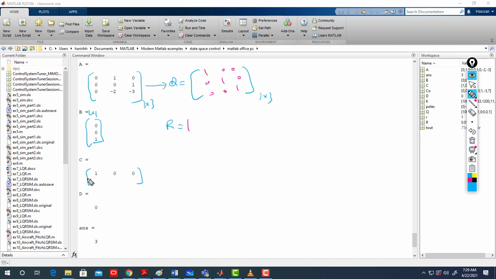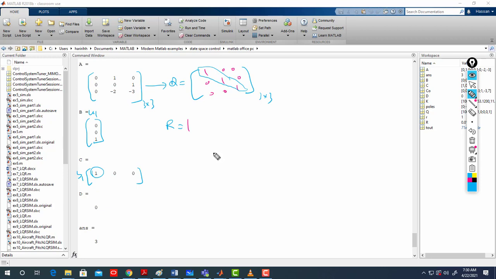Also by looking at C you can understand it is one output, so you have a one input, one output system. Can I take Q as a scalar instead of taking it as this? Actually not. Even if I'm controlling one output, Q is always related to the number of states.